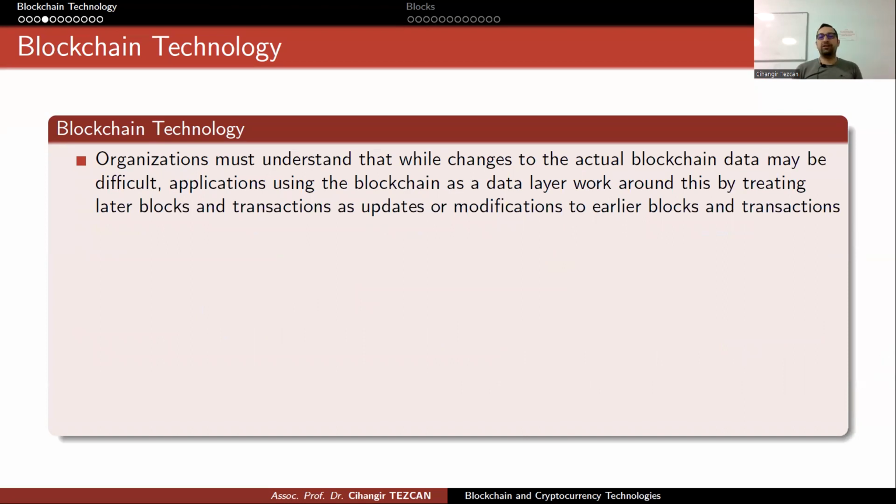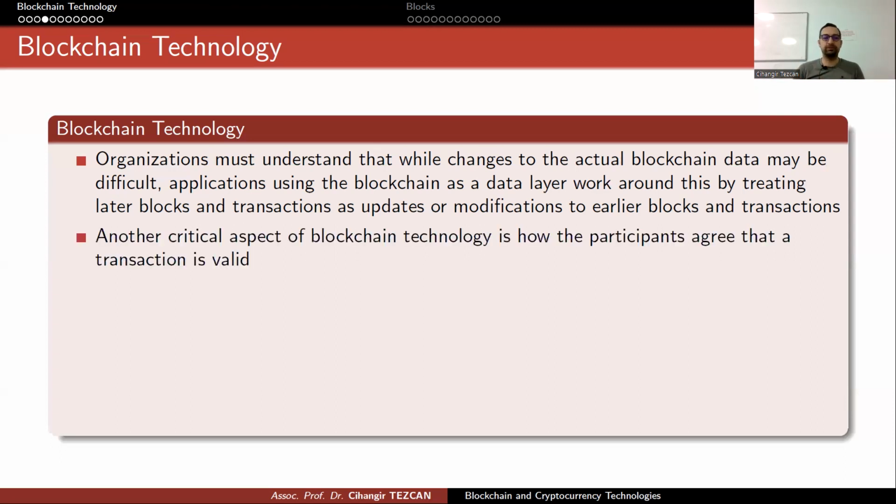Organizations must understand that while changes to actual blockchain data may be difficult, applications using the blockchain as a data layer work around this by treating later blocks and transactions as updates or modifications to earlier blocks and transactions. Yes, we write something to the blockchain, we don't update it, but the next thing that we write might affect the previous one. For instance, when you receive a Bitcoin in a block, this is the data, you have three Bitcoins. In later blocks, you transfer the rights to somebody else, so you no longer have three Bitcoins. So this is what is meant here. You update it in a different way, not rewriting the data, but writing the modification to the blockchain.